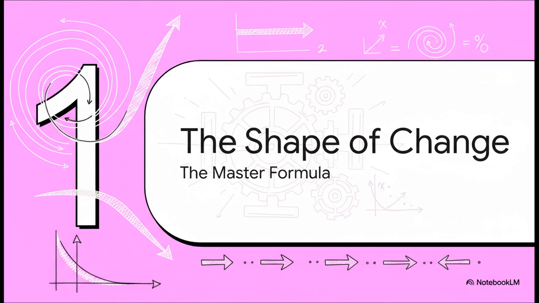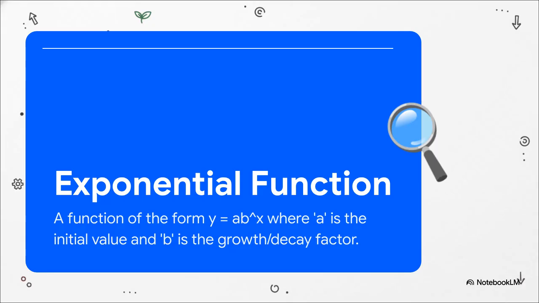So this curve, it has a name, and more importantly, it has a formula. To really get how this works, we need to pop the hood and look at the mathematical engine that's driving all this incredible change. So let's break it down. This right here, this is our master key. Y equals A times B to the power of X. It's just three little letters, but man, do they pack a punch.